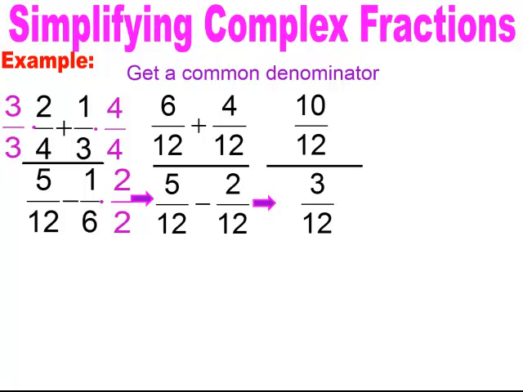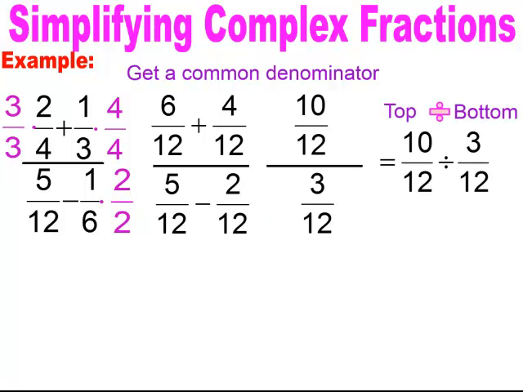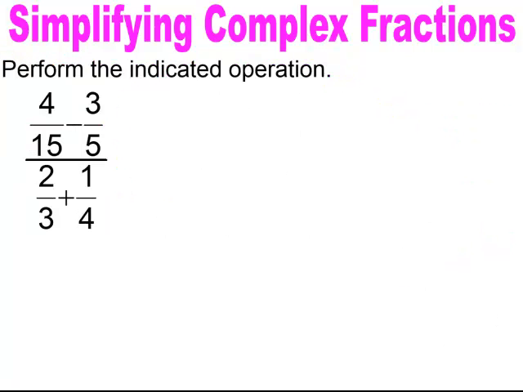So now I can write the top, divided by the bottom, and do the division of fractions here. Keep the first fraction, change it to multiplication, flip the second fraction, simplify, multiply across. So my solution here for this complex fraction would be 10 over 3. Pause and try.